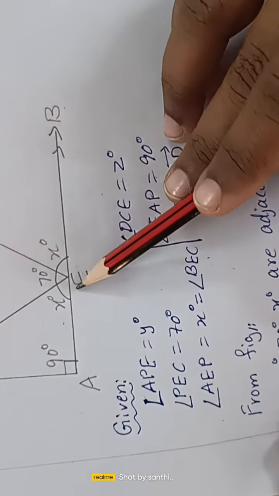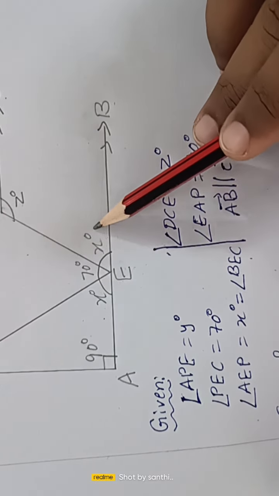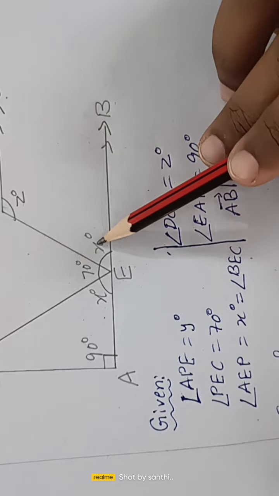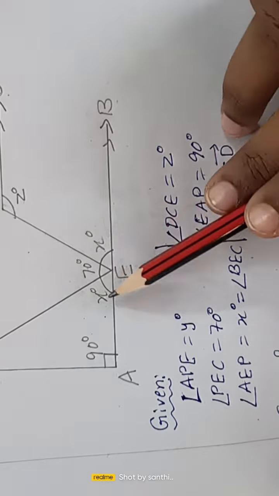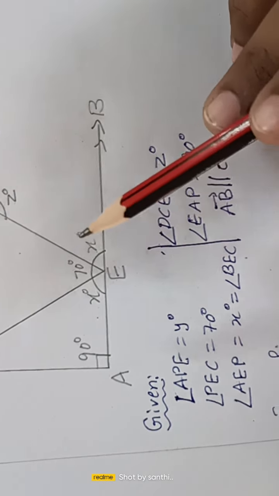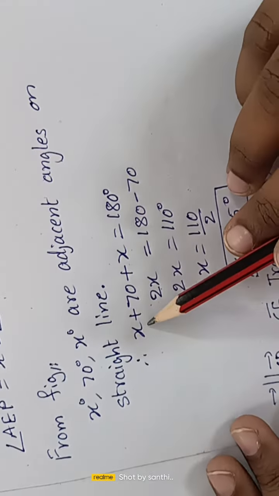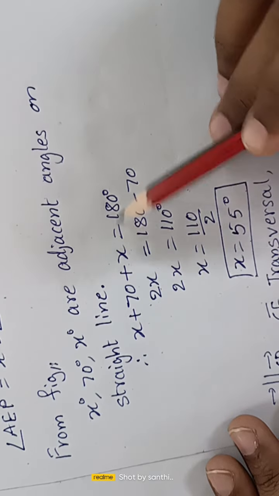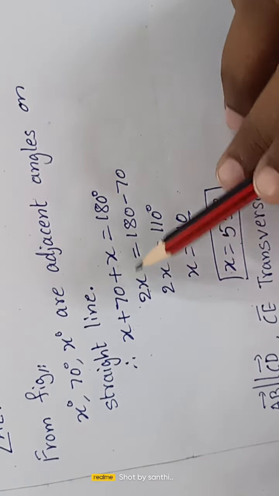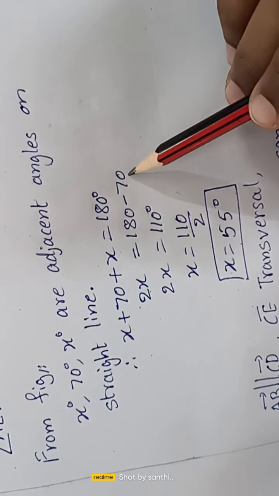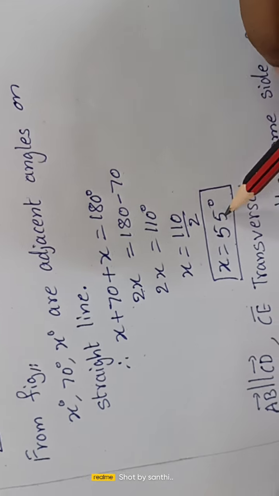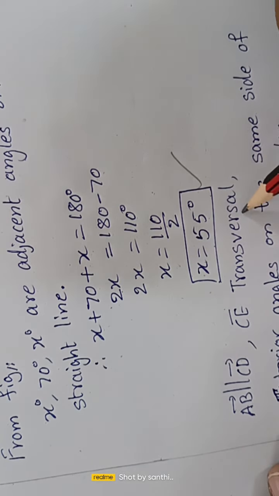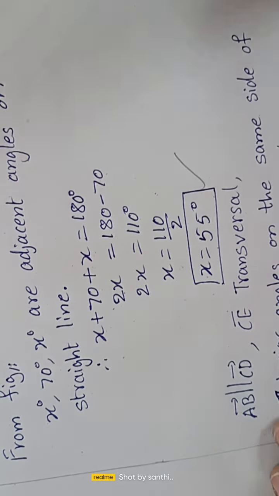From the figure if you observe, x, 70 and x are three adjacent angles on a straight line. Three adjacent angles on a straight line means their sum will be how much? Very good, 180 degrees. That means x plus 70 plus x is equal to 180. x plus x is 2x, plus 70 goes to that side, minus 70. 180 minus 70 is 110. Then x is equal to 110 by 2, which is 55. We got the x value.